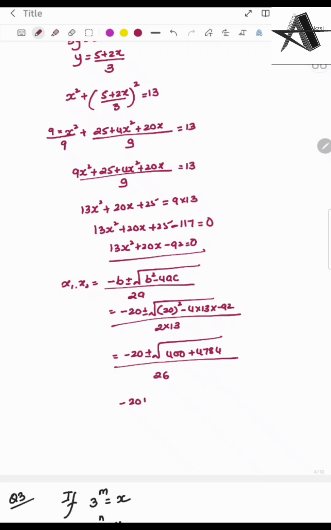So minus 20 plus minus root of 5184 over 26. Now we just need to take the root of 5184 and we'll get 72. So minus 20 plus minus 72 over 26. Now we'll have two different values for x. x1 will be, I'm writing here, when there is the plus sign: minus 20 plus 72 over 26. So we can say this one will be 2.